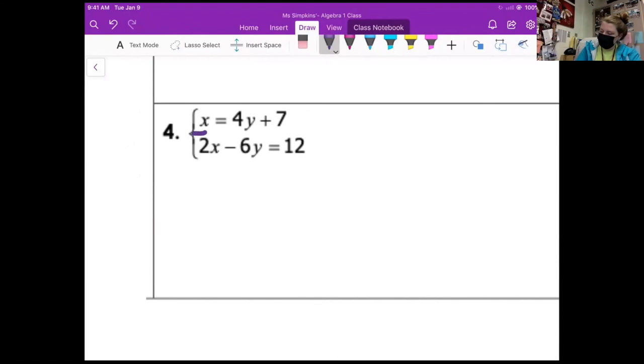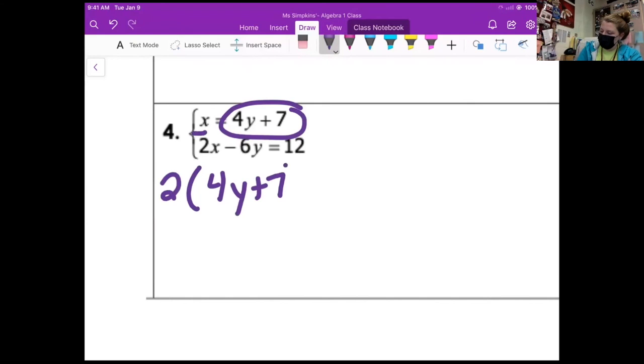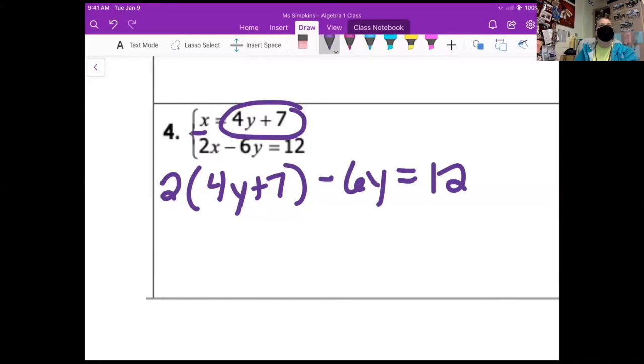So we're going to take this entire thing, 4y plus 7, and we're going to replace it with where? Where are we going to put it? That's x, right, because it says x equals. The other one we did said y equals. So this one says x equals. That means we need to put it where the x is. So 2 times (4y plus 7) minus 6y equals 12. And I used parentheses for a reason. I'll talk about that, but just make sure you set it up with those parentheses.